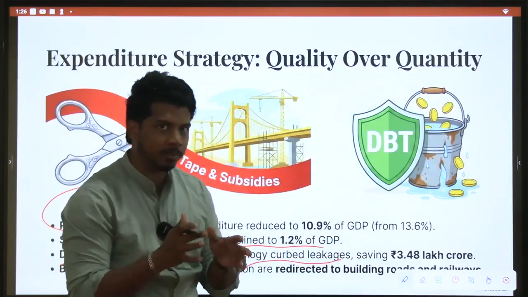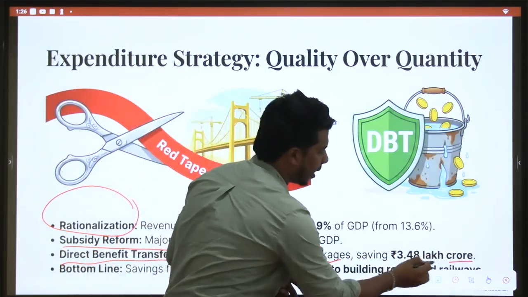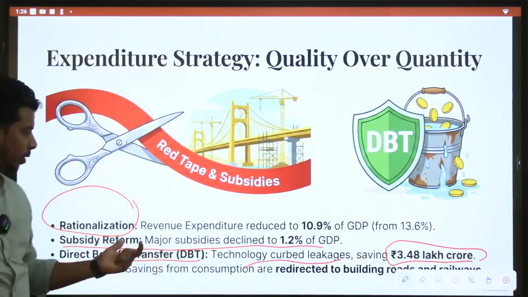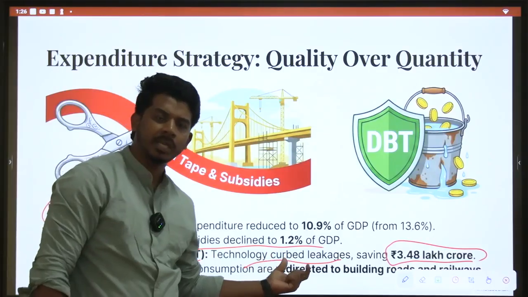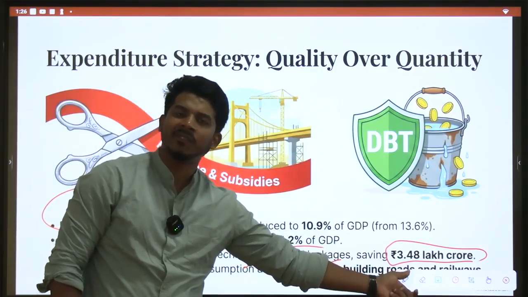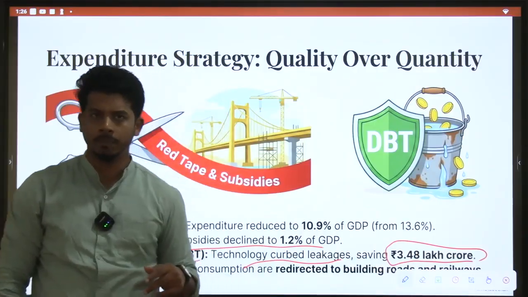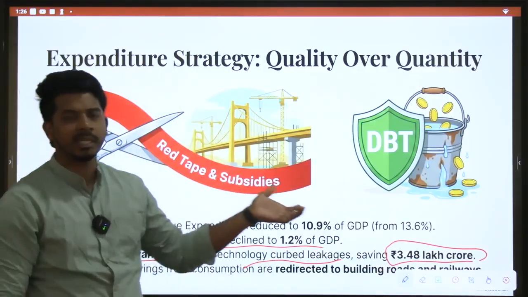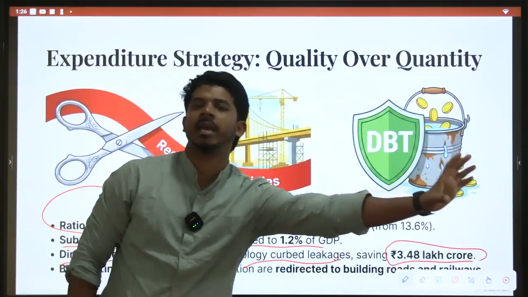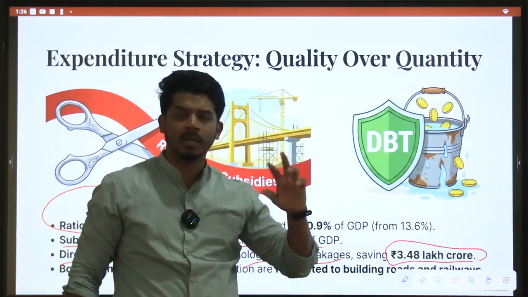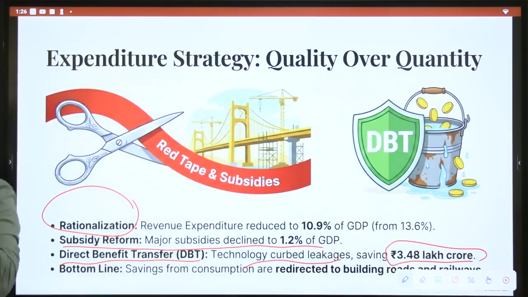See the amount of corruption happening before the introduction of DBT. When you introduce DBT and verify genuine beneficiaries, you are removing the fake, fraud beneficiaries, and you are saving 3.48 lakh crore. You can mention this figure that the Economic Survey has mentioned, that the introduction of DBT has saved 3.4 lakh crore, in your mains answer.